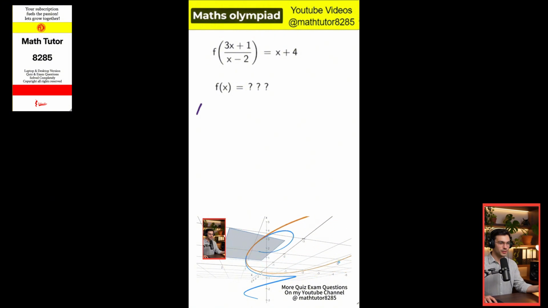First step, substitution. Let y equal the fraction of 3x plus 1 over x minus 2. Then the left-hand side becomes f of y, and we now need to express x in terms of y. Next step, solve for x in terms of y.